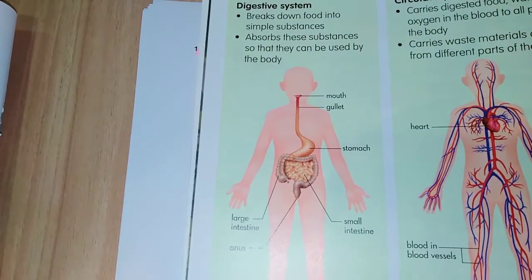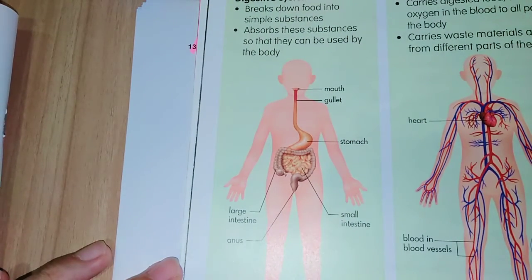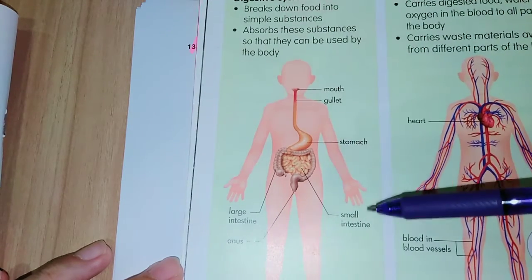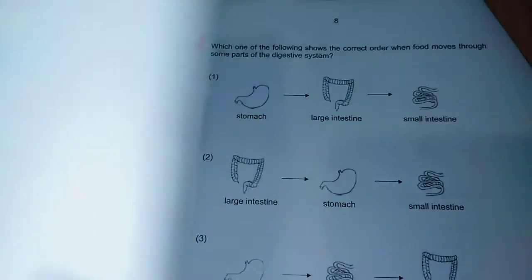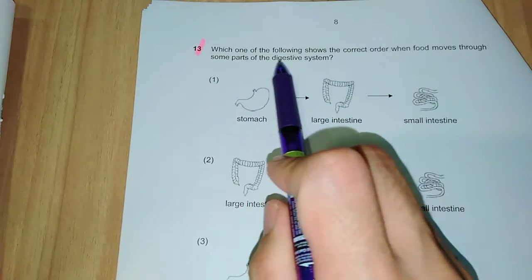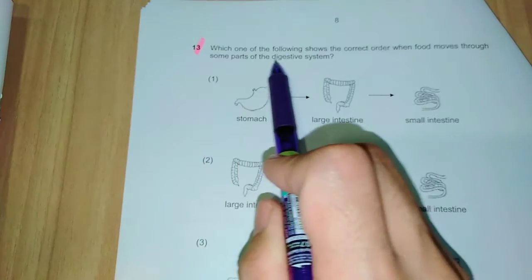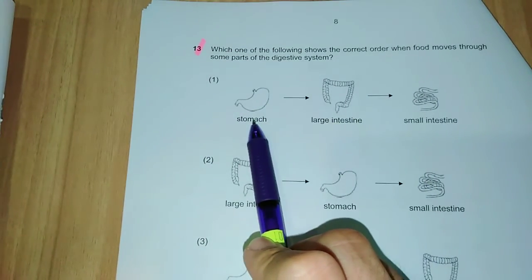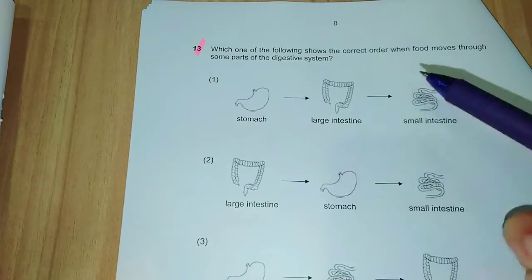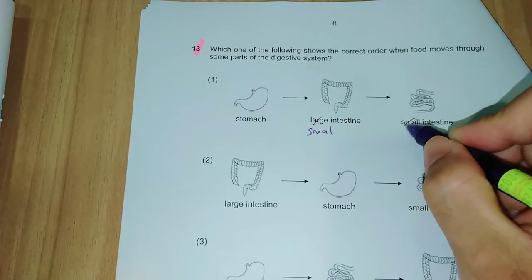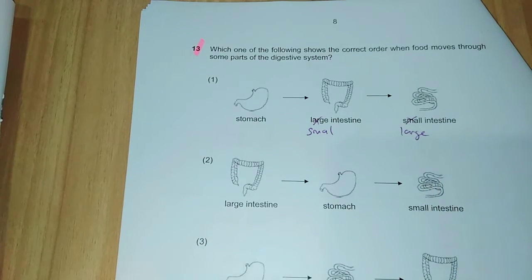Now we know this and the sequence, and we know the digestion happens in the mouth, starts here, carries on here in the stomach, and completes here. Let's take a look. Which of the following shows the correct order which food moves through the parts of the digestive system? Stomach, yes. To this first? No. This one should be the small intestine first, before it goes to the large intestine. So this is wrong.